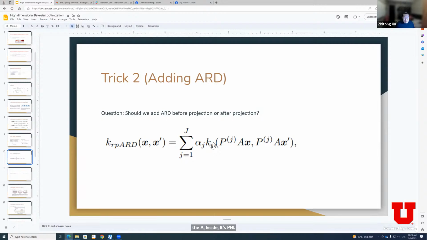They say empirically, doing the ARD before the projection gives better results. So they have this form. What is A? A is a diagonal, like S in Lancio. Oh, okay. So A is a diagonal matrix. Yeah, it's a diagonal. PJ are still like random numbers? No, P is always random numbers. But after the trick 1, P is not that random anymore.